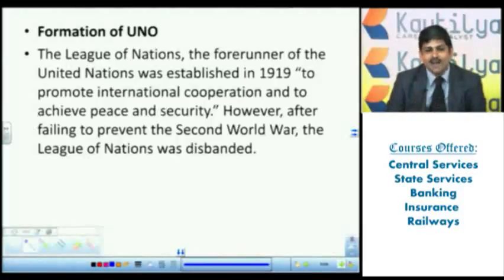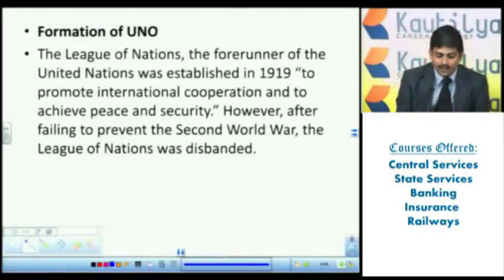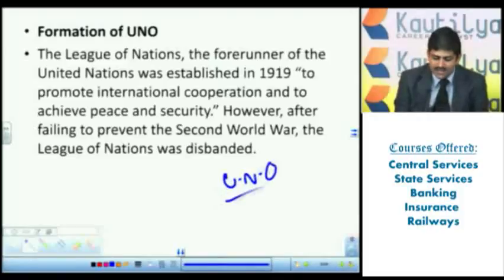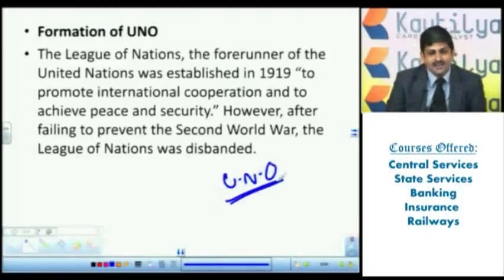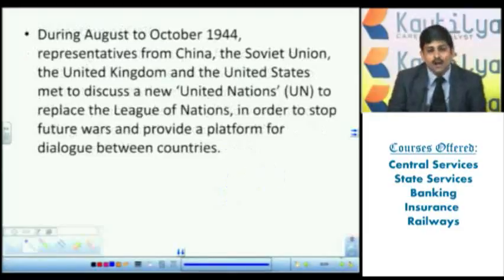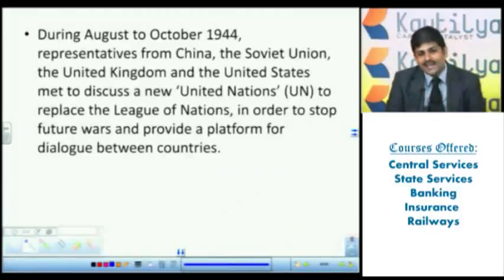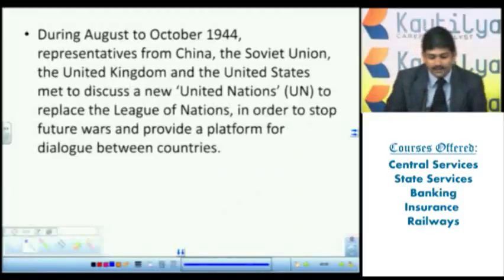So why did the Second World War come? The reason for the Second World War was the failure of the League of Nations. With that experience, in order to strengthen relations among countries and establish peace in the world, the United Nations Organization was formed. It was formed on 24th October 1945. The day is celebrated as United Nations Day.